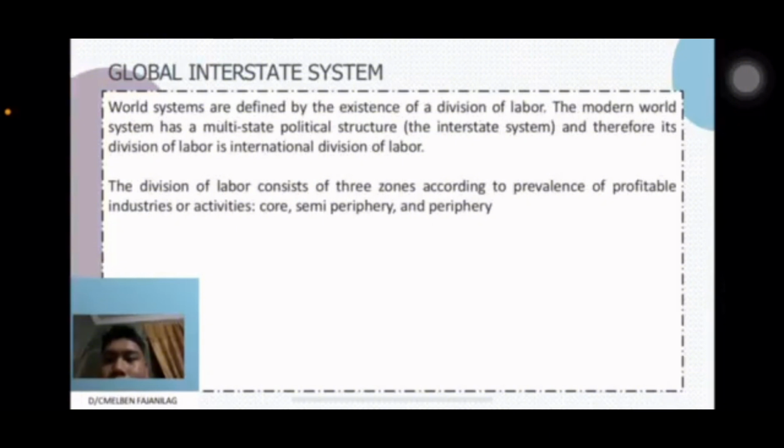World systems are defined by the existence of a division of labor. The modern world system has a multi-state political structure, the interstate system, and therefore its division of labor is the International Division of Labor. The division of labor consists of three zones according to the prevalence of profitable industries or activities, namely the core, the semi-periphery, and the periphery.